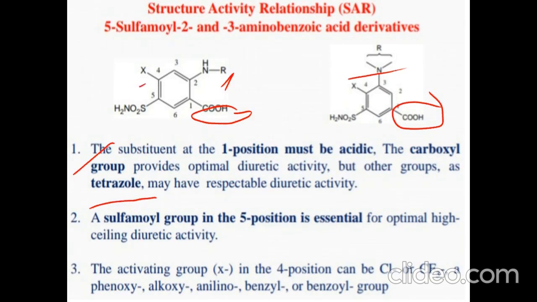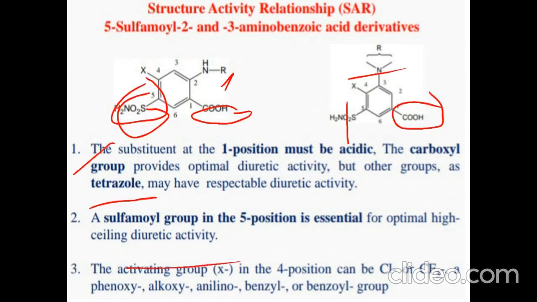Next part, at the fifth position, there is a presence of sulfamyl moiety. So this sulfamyl moiety is necessary for the activity. Next, this sulfamyl must be unsubstituted. So the NH2 which is present in sulfamyl, this part must be NH2. There should not be any substitutions like NHCH3 or N(CH3)2. Such substitutions should not be there to show the maximum activity.